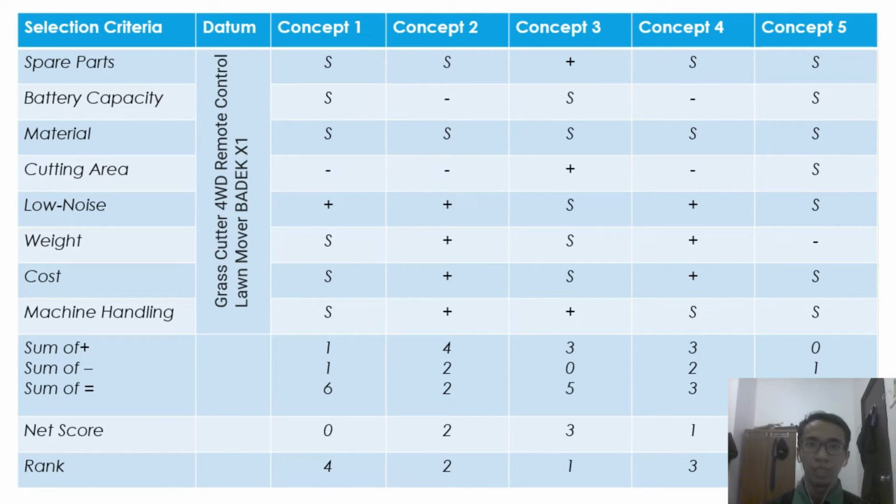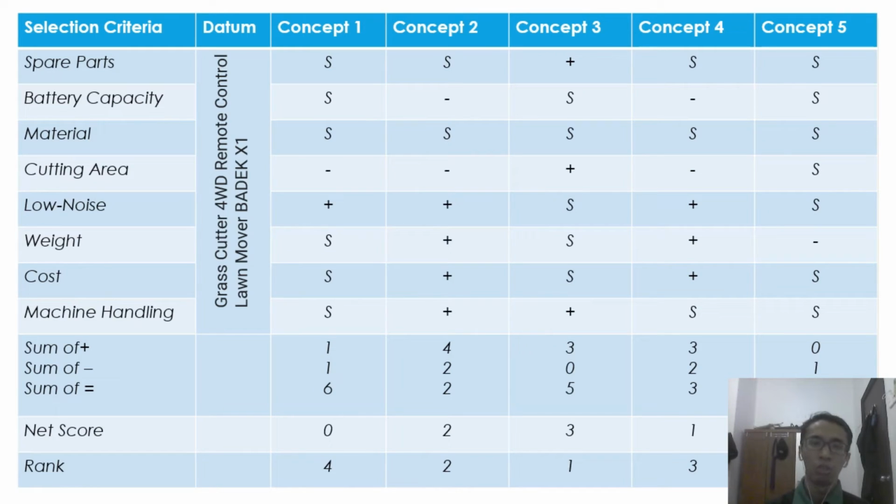small size. Next, for concept number 2, the criteria for noise, weight, cost, and machine handling are better than the datum because the shape of the mower of concept 2 is compact. However, the criteria for the battery capacity and cutting area are worse than the datum because of its small size. After that, for concept number 3, all the criteria are the same as the datum except for the spare parts, cutting area, and machine handling, which are better than the datum.